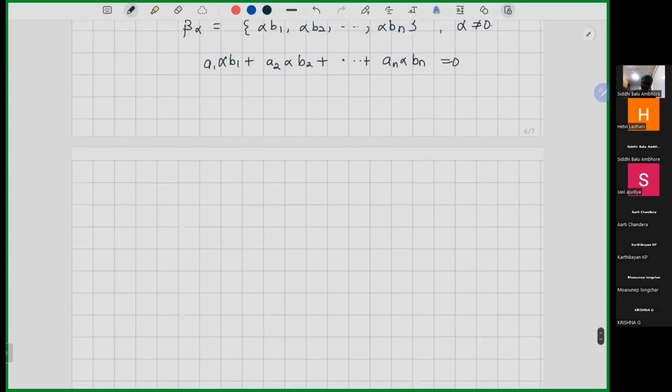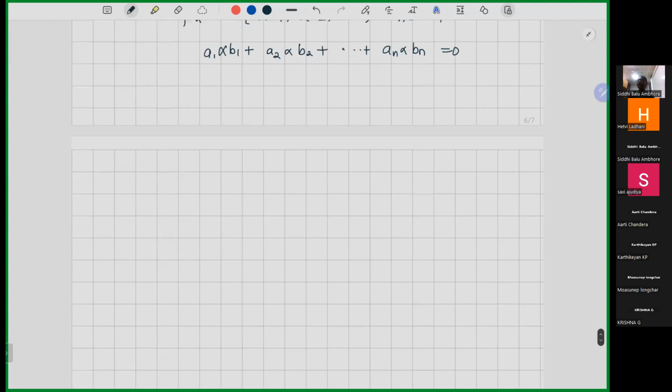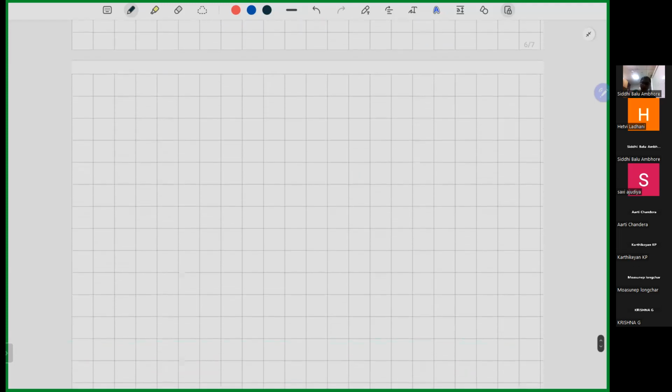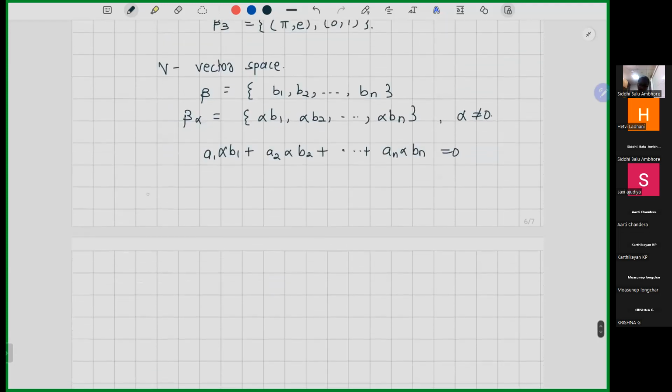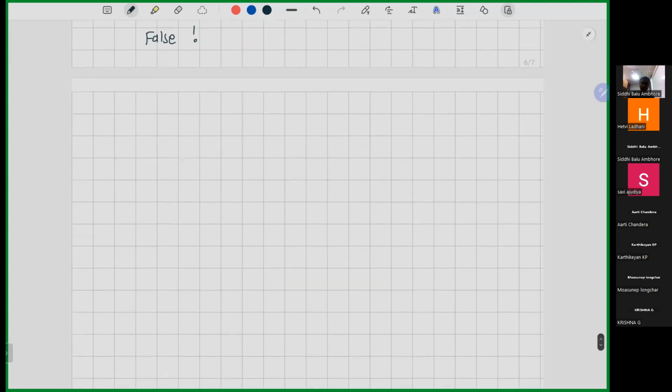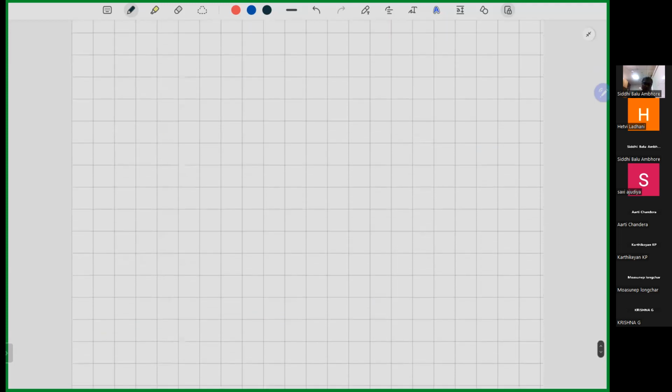Okay, so I hope it is clear. Any doubt, please write, or if it is clear, please mention that it's clear to all of you. Oh, okay, it's clear. Okay. So let's move to the next question. So this statement is false. This is not true because we could obtain infinitely many bases for the given vector space.